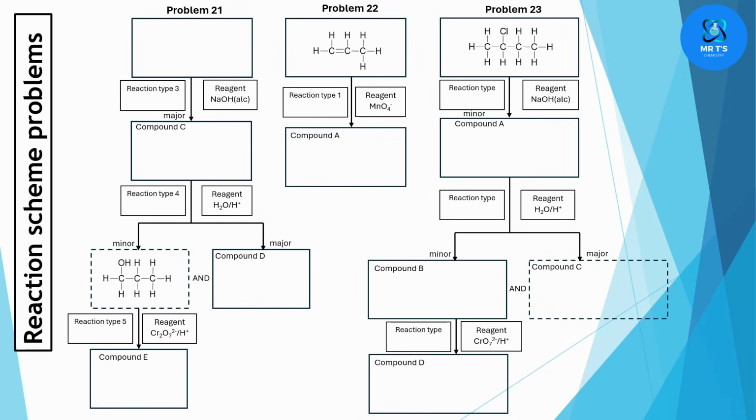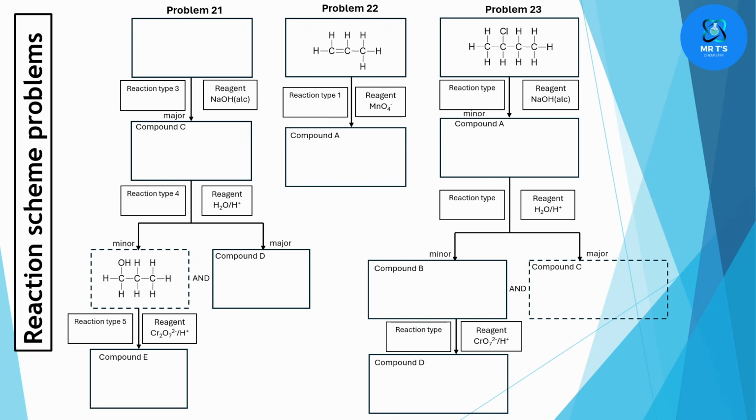Right, let's see if we can complete these 3 different reaction schemes using the knowledge that we've learned about oxidation reactions, but also previous knowledge we've learned about addition, elimination, and substitution reactions. So we've got problem 21, 22, and 23. And remember, if you're solving these reaction schemes, what you want to do is draw the missing organic molecules or the reaction type or the reagent. So just pause the video, see if you can fill this out, and then I'll go through the answers with you. Okay, so let's look at problem 21.